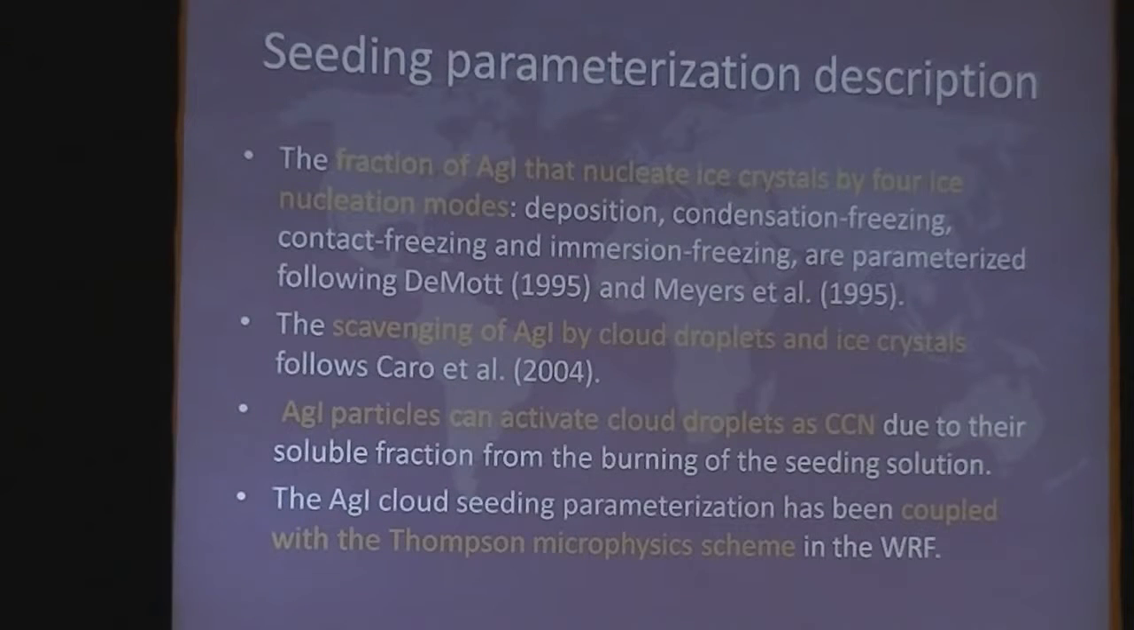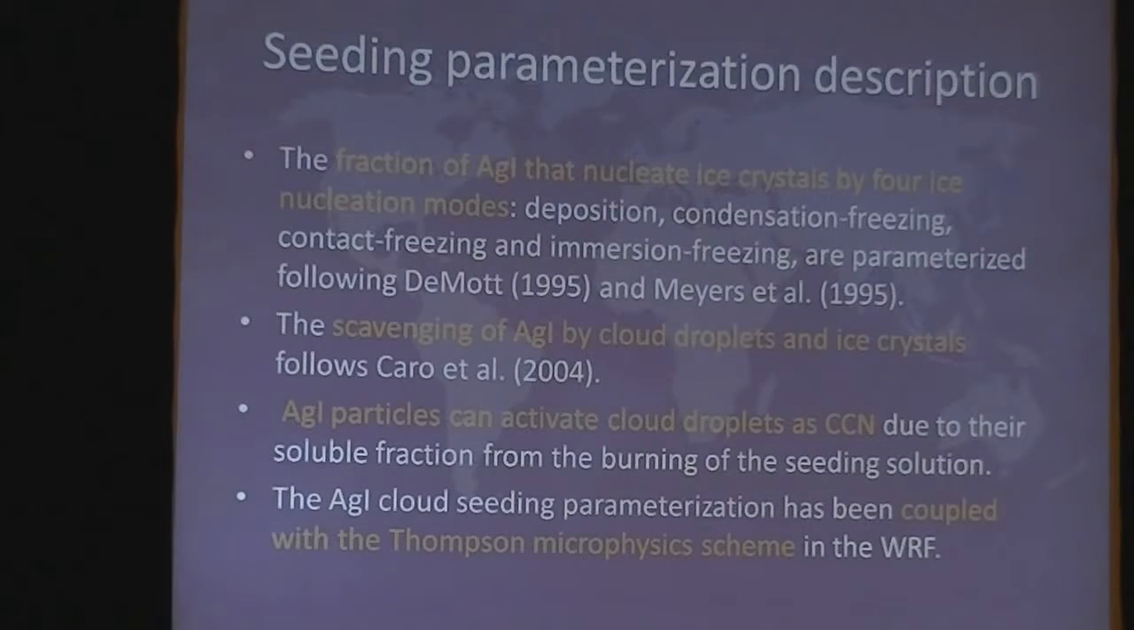First of all, it can simulate the fraction of silver iodide that nucleate ice crystals by 4 of the 4 nucleation modes: deposition, condensation freezing, contact freezing, and immersion freezing. These are parameterized in the model following DeMott and Myers parameterizations.